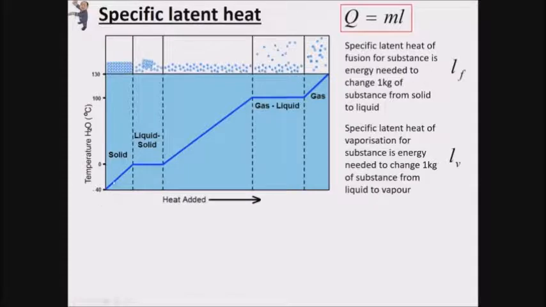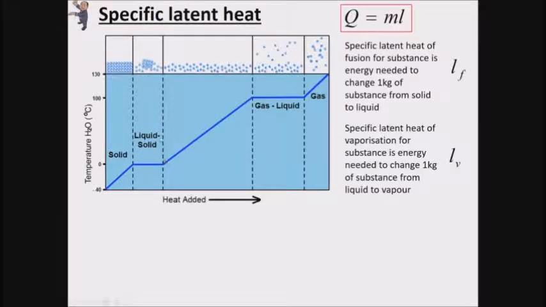So let's consider the graph again. We've got bits that are a straight line, then we've got an increasing gradient, then we've got a flat bit, then an increasing gradient, then a flat bit. So here what we are saying is we are adding heat to our liquid solid mix, and the temperature is not going up. So this is where the latent heat is. The energy that we're adding at the flat bit is going into the potential energy of the bond, so we don't get a temperature increase.